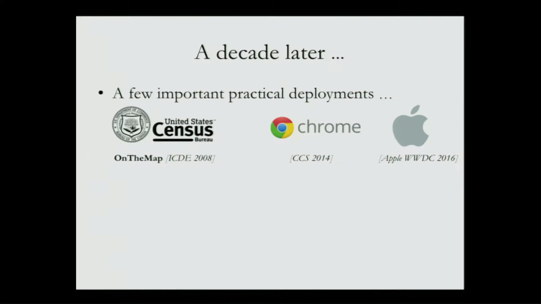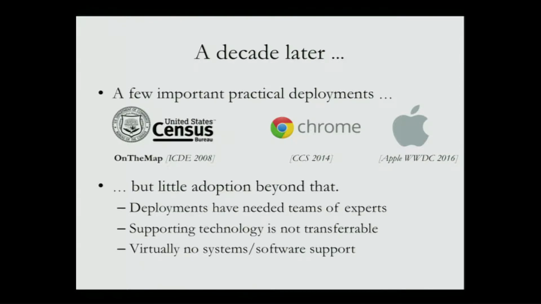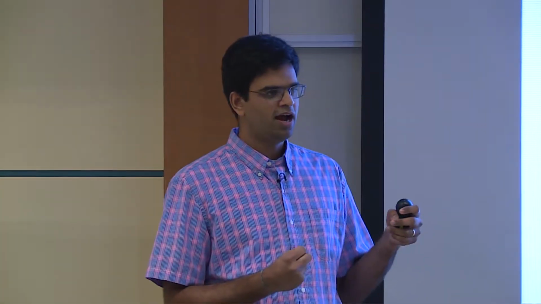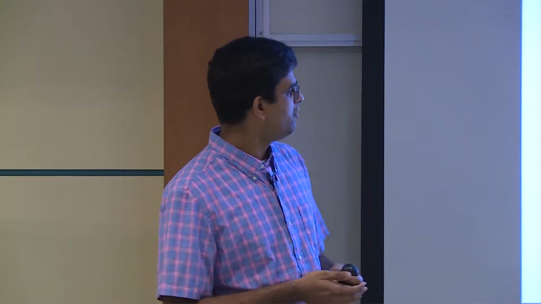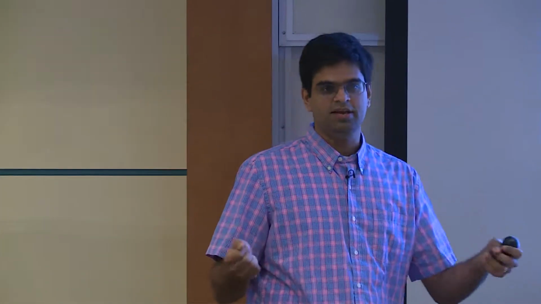So you had a decade of research, and some very important practical deployments, particularly the US Census Bureau, with Google and Apple and so on, and Yahoo and some others that were mentioned yesterday. But still, there is a big challenge in taking all of the beautiful theory and algorithms that we have and actually deploying them in practice. A couple of important points to note is that every one of these deployments has been led by teams of experts. This is not going to scale.